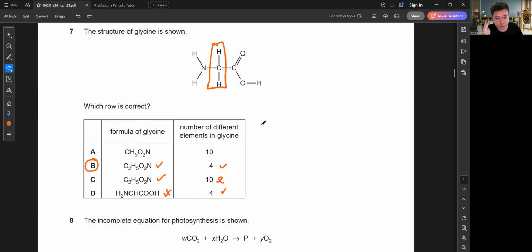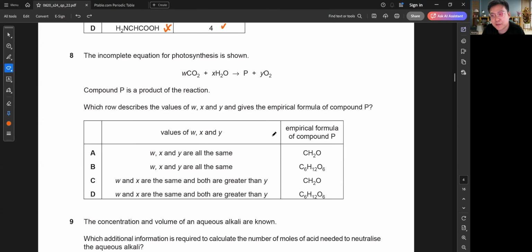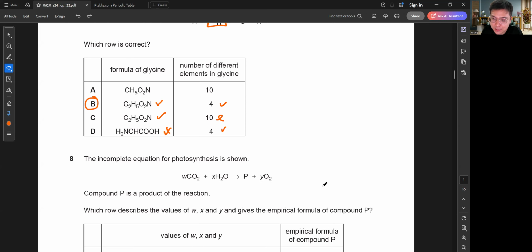That's 2 hydrogen. But here they only write 1. So because of that one small little mistake, donkey is out. All right. So be extra careful when you do MCQ, especially for extended. They love to put in all these small little traps.